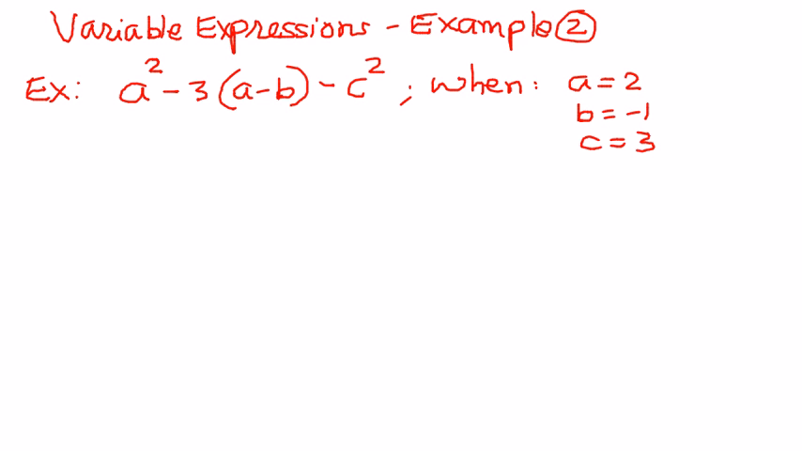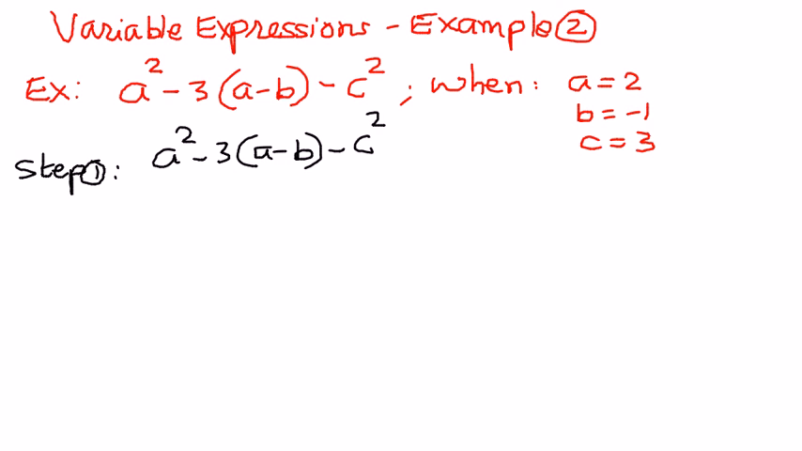And if this is what we have, and if we want to find what happens when we substitute the values of these variables into this expression, we will have a number value. So we will see what that number value is going to be. So let us write these things down in these different steps. So the given problem is a squared minus 3 times (a minus b) minus c to the power of 2. So we will start to substitute the values into this given expression.